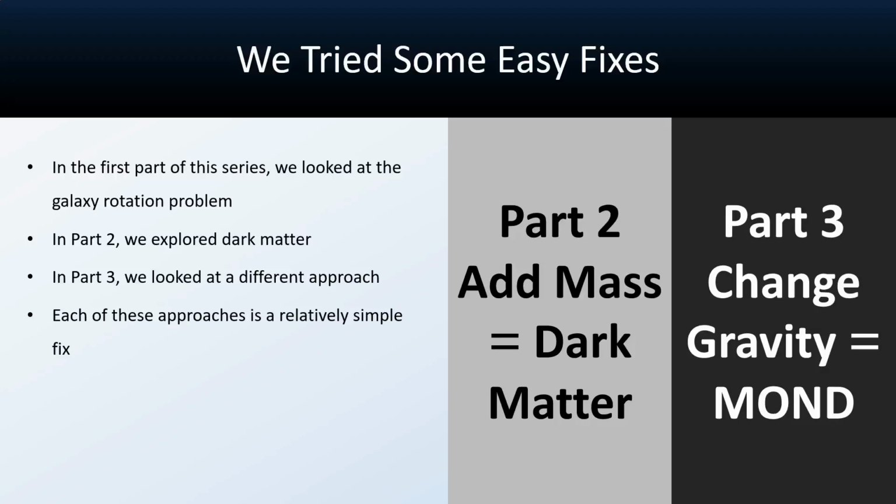We tried some easy fixes. In the first part of this series, we looked at the galaxy rotation problem. Stars at the outer edges are moving too fast based on the mass we can see. In part 2, we explored dark matter, the idea that there may be additional unseen mass providing the extra gravitational pull needed to hold galaxies together. In part 3, we looked at a different approach. Instead of adding mass, we can modify how gravity behaves at large distances using ideas like MOND. Each of these approaches is a relatively simple fix, different ways of extending our gravity-based models to match what we observe when the current picture appears to be incomplete.